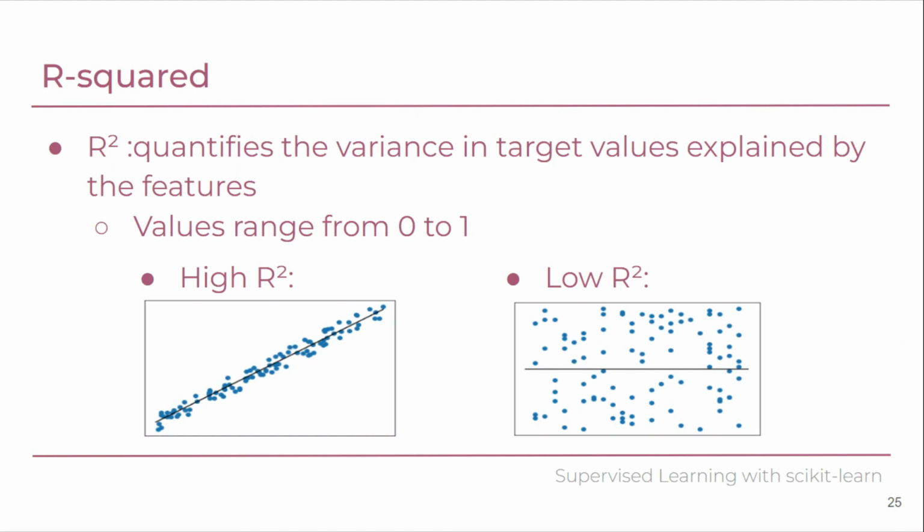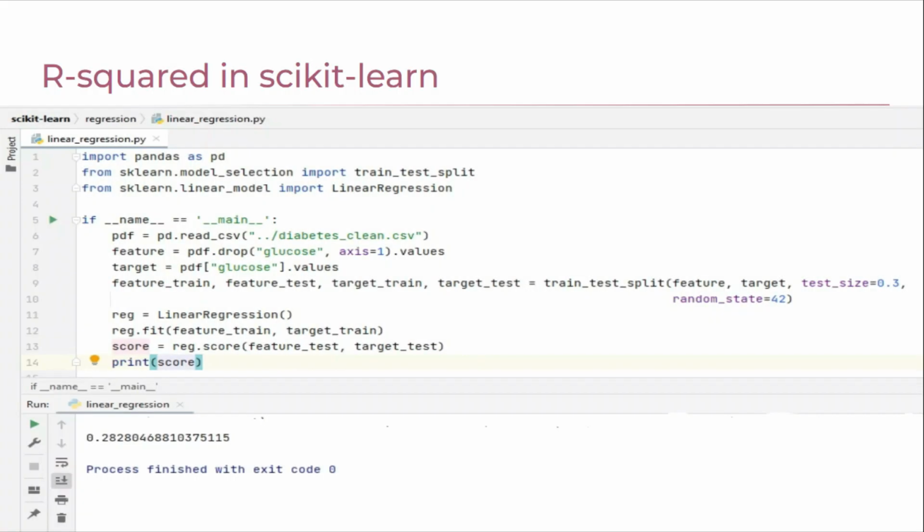The default metric for linear regression is R squared, which quantifies the amount of variance in the target variable that is explained by the features. Values can range from 0 to 1, with 1 meaning the features completely explain the target's variance. Here are 2 plots visualizing high and low R squared, respectively. To compute R squared, we call the model's score method, passing the test features and targets. Here the features only explain about 28% of blood glucose level variance.